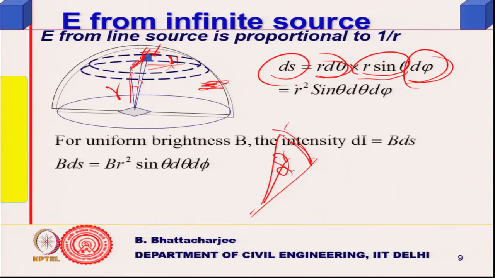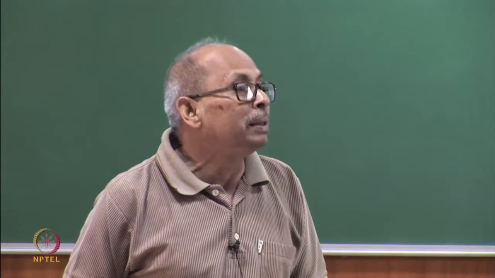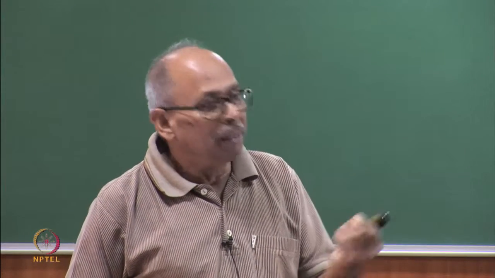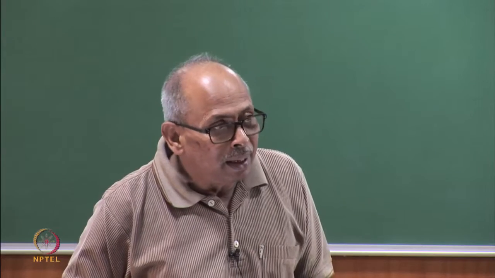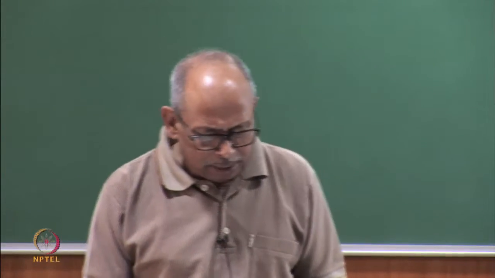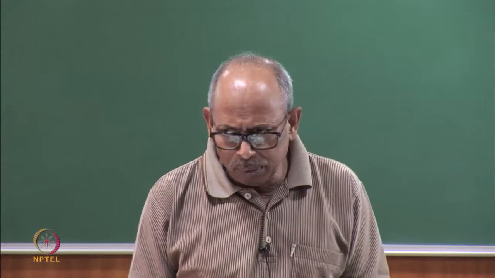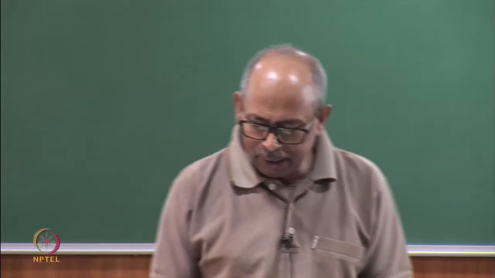And if its brightness, let us say uniform brightness, is B, sometimes brightness is denoted by B, sometimes it is denoted by L, as luminance. So, luminance is sometimes denoted by L, and brightness sometimes we denote by B. I might use them interchangeably. In some books you will find it written as B, somewhere L. Most probably I will use B, brightness, most of the time.